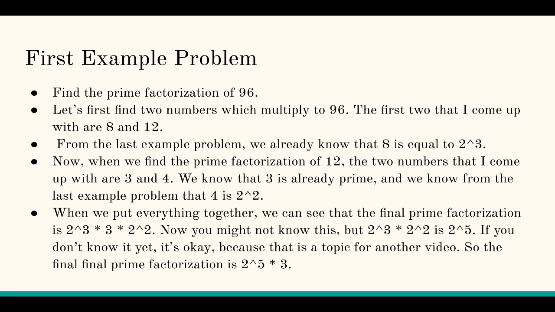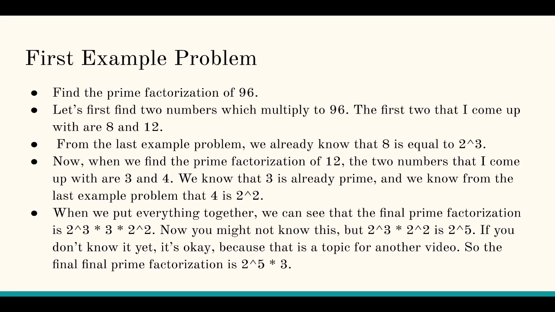So here is the first example problem. Find the prime factorization of 96. Let's first find two numbers which multiply to 96. The first two that I come up with are 8 and 12. From the last example problem, we know that 8 is equal to 2 to the third power.